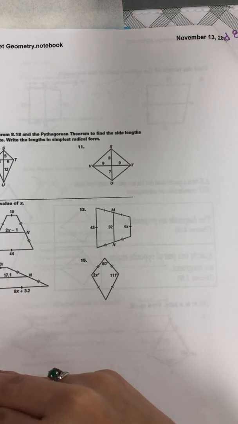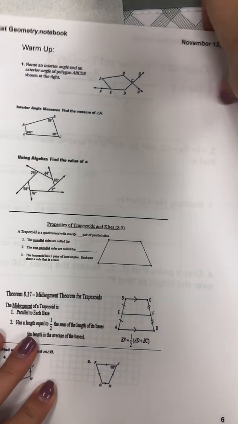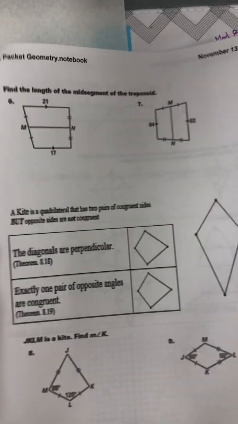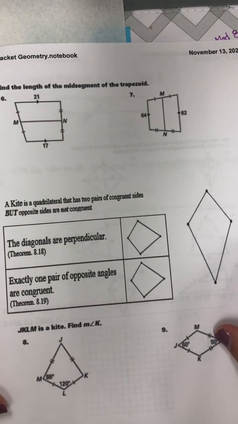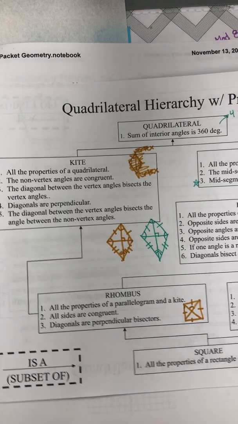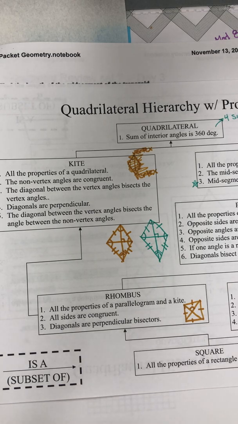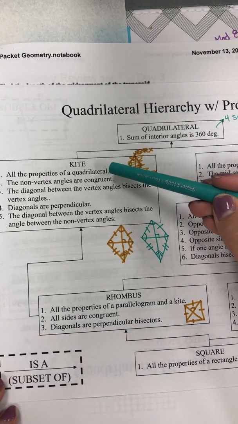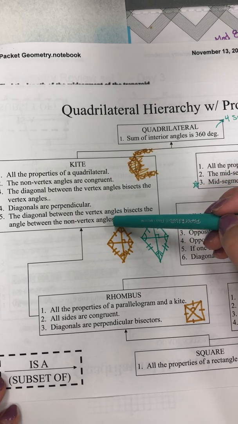So in class, we went over that. And then we also went back and finished page 7 because we had kites to finish from yesterday for most of you. Now, hopefully you have your graphic organizer. If you remember, your graphic organizer can be used on the next 2 tests. And these are the properties that you need to have for a kite.